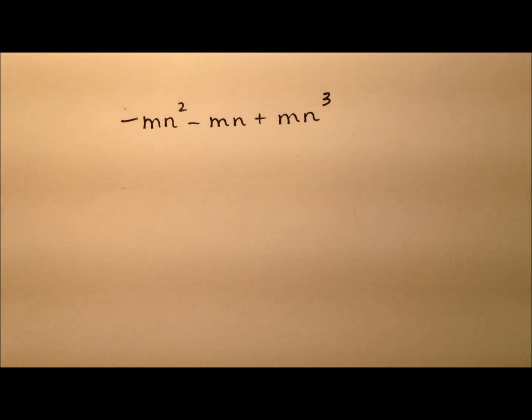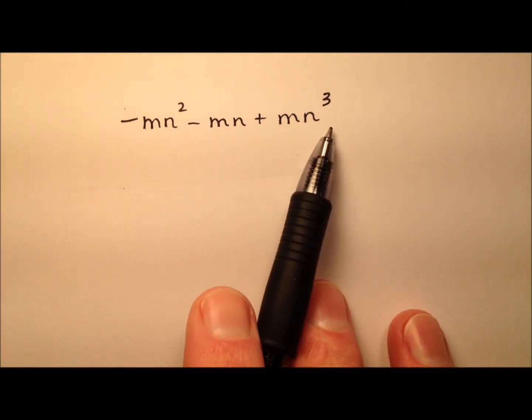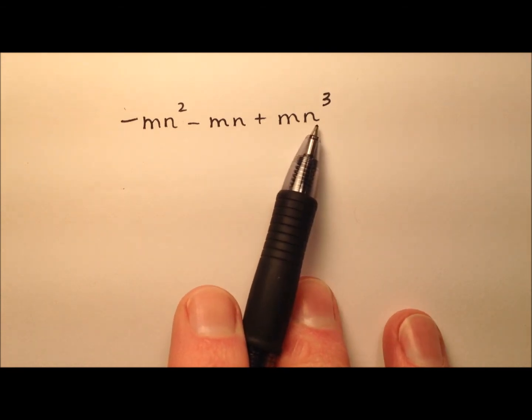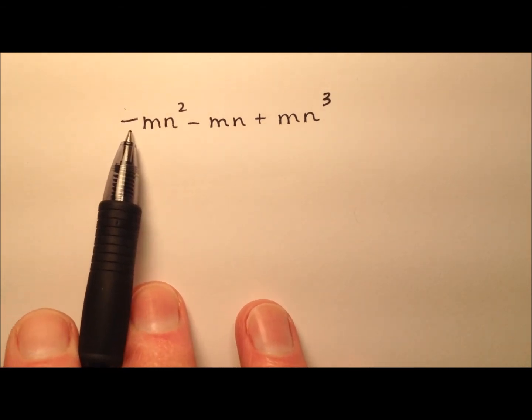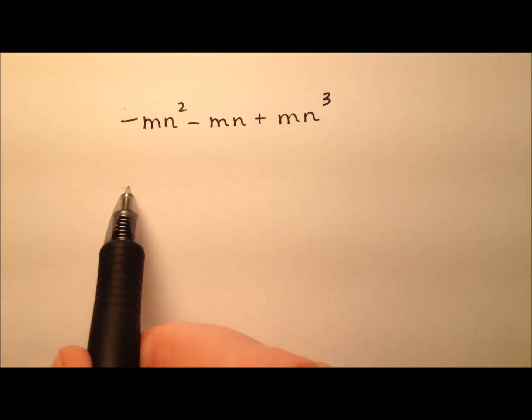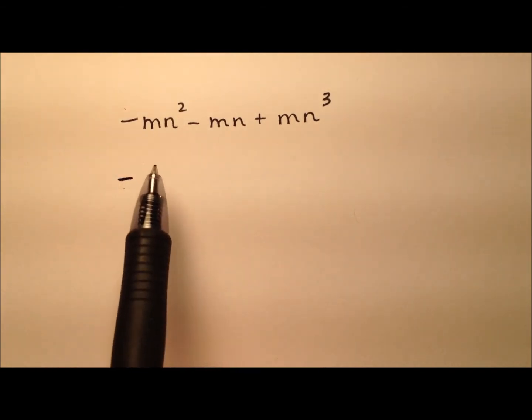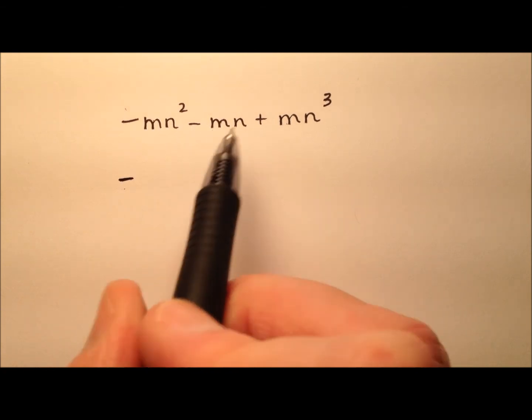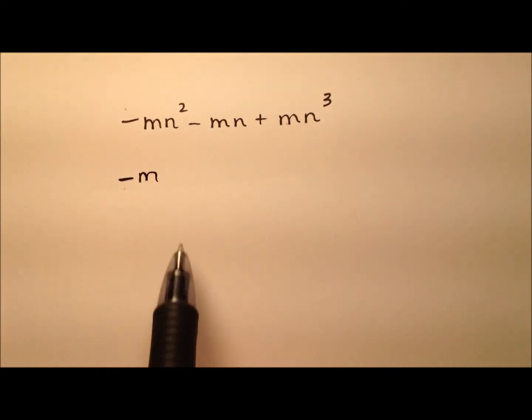In this example, we're going to go ahead and factor this algebraic expression by just factoring out the greatest common factor. So what I notice is that we lead with a negative, so I'm going to go ahead and factor that negative out. I notice that all my terms have an m, and it looks like just a single m, so let's factor that out.